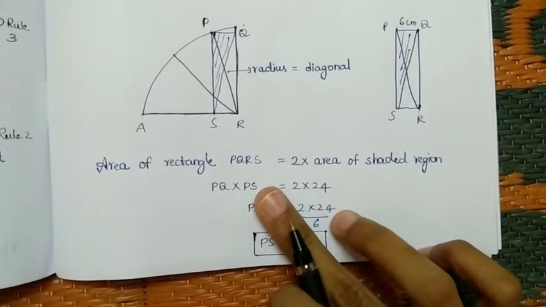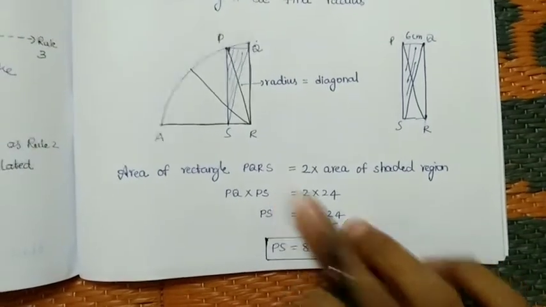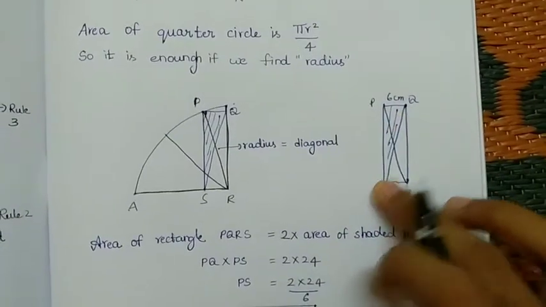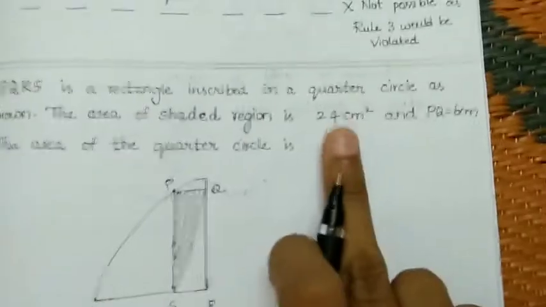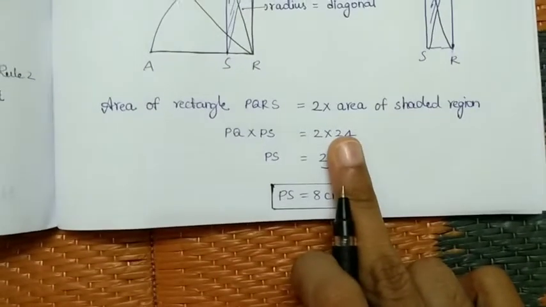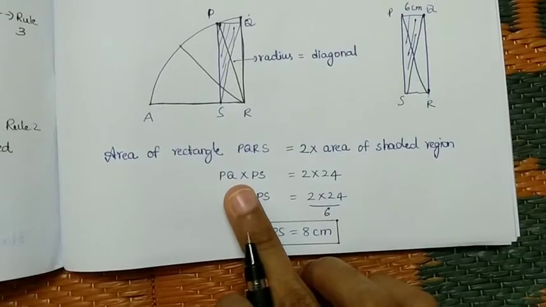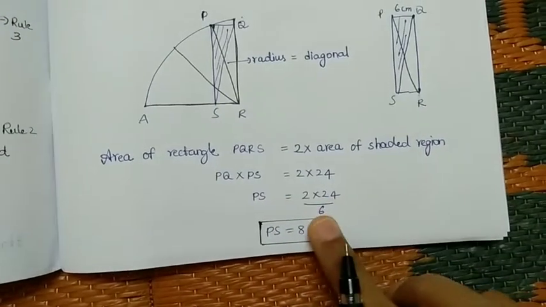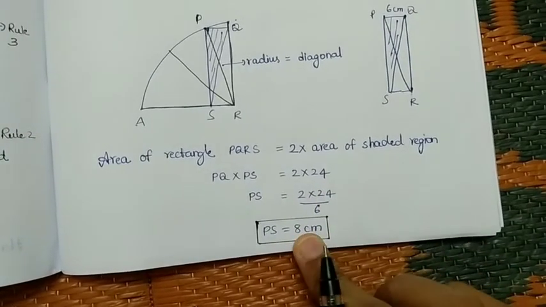And the area of rectangle PQRS is nothing but length into breadth, as we already know. Here length is PS and breadth is PQ. So PQ into PS is 2 into the area of the shaded region, which is 24 centimeter square. PQ is already given as 6 centimeter. Since 6 is multiplying, on going to that side it gets divided. 6 4s are 24, so PS is 8 centimeter.